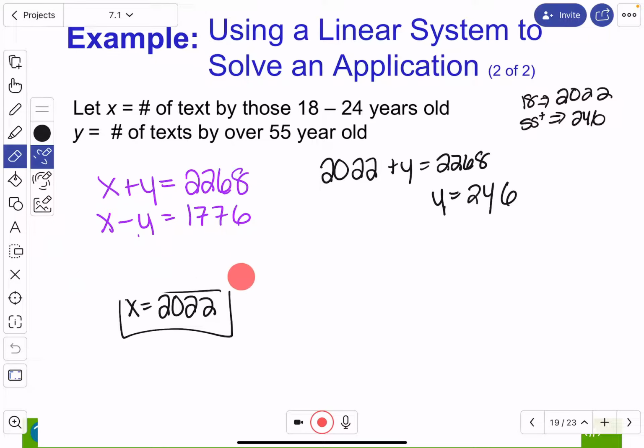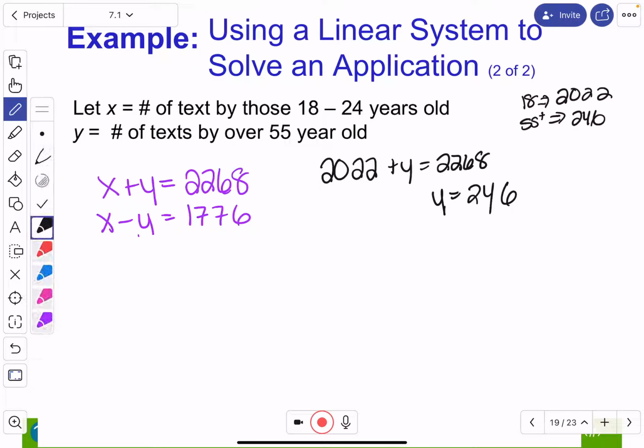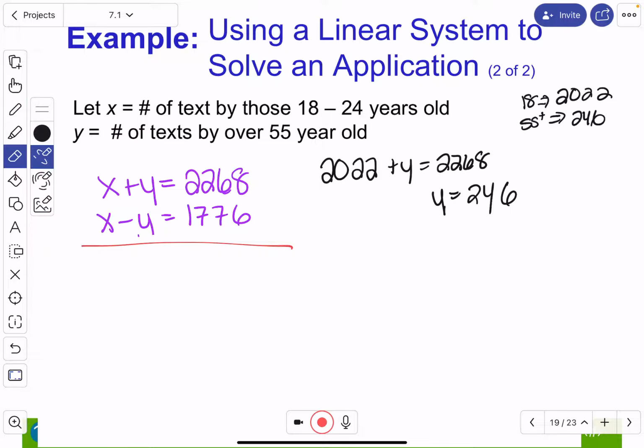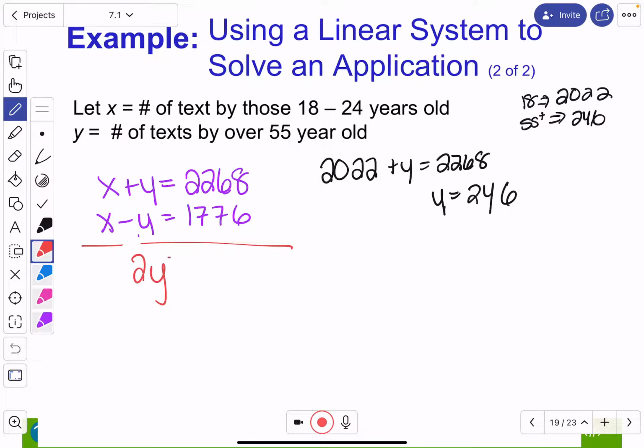Now I'm just going to show you, you get the same answer if we solve for y instead. So if we subtracted, x minus x is 0. Y minus negative y is 2y. And 2,268 minus 1,776 is 492. Divide by 2, and you get 246. So it doesn't matter whether you solve for the x or the y, you'll get the same answer.